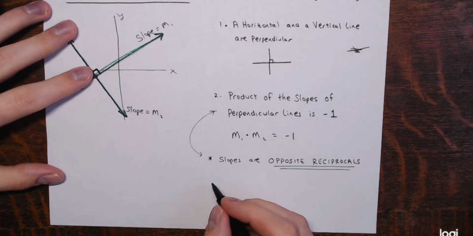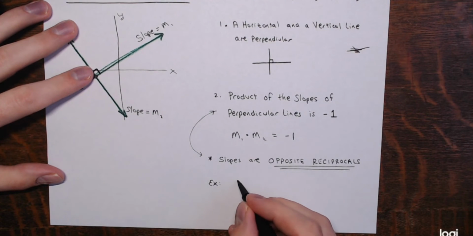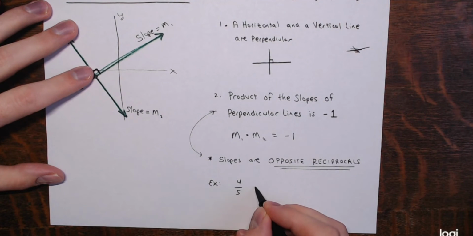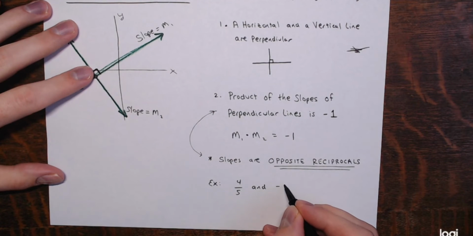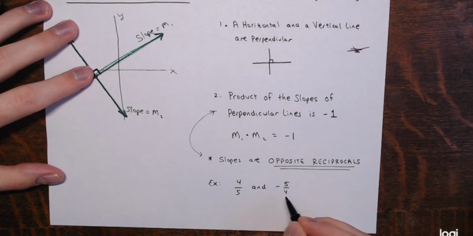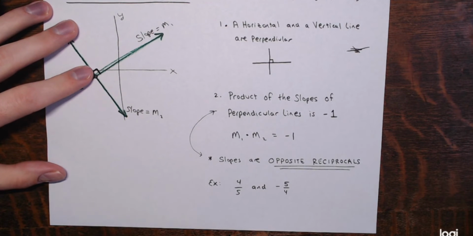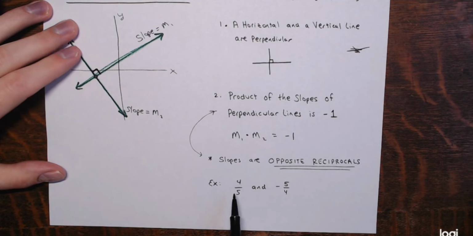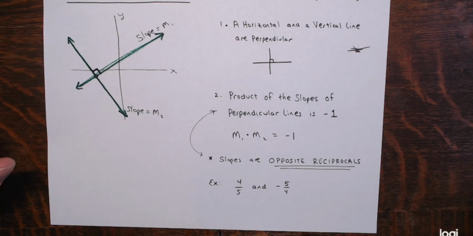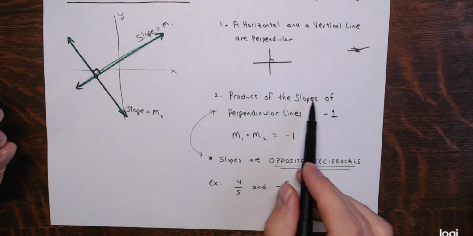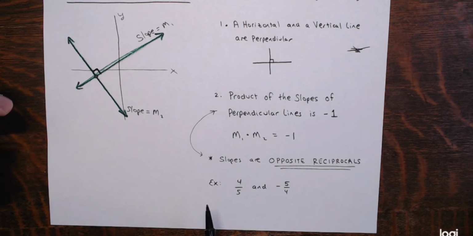So for example, 4/5 and negative 5/4. Right? They're reciprocals, but opposites as well. They're positive and negative. You flip it over, make one positive, make one negative, and two lines with these slopes would be perpendicular. Now, if the product of their slopes is not -1, then they're not perpendicular.